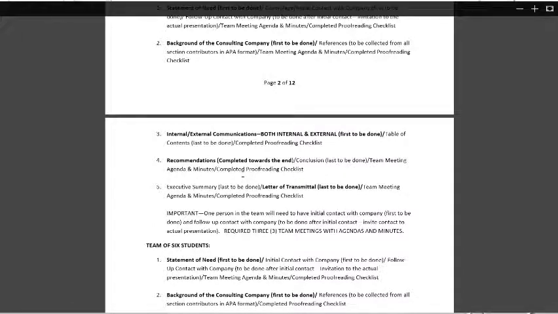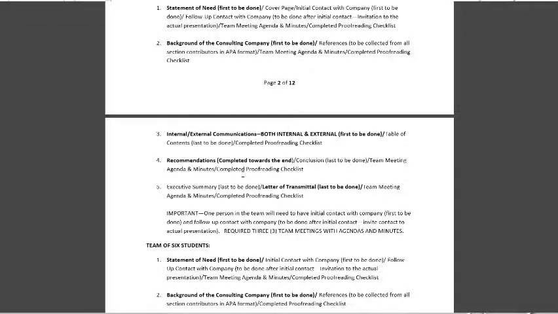References would also be part of that person's responsibility, a team meeting agenda and minutes, and the completed proofreading sheet or checklist. The next person would be responsible for the internal and external communications, which is one of the first things to be done, as well as a table of contents and that proofreading checklist.